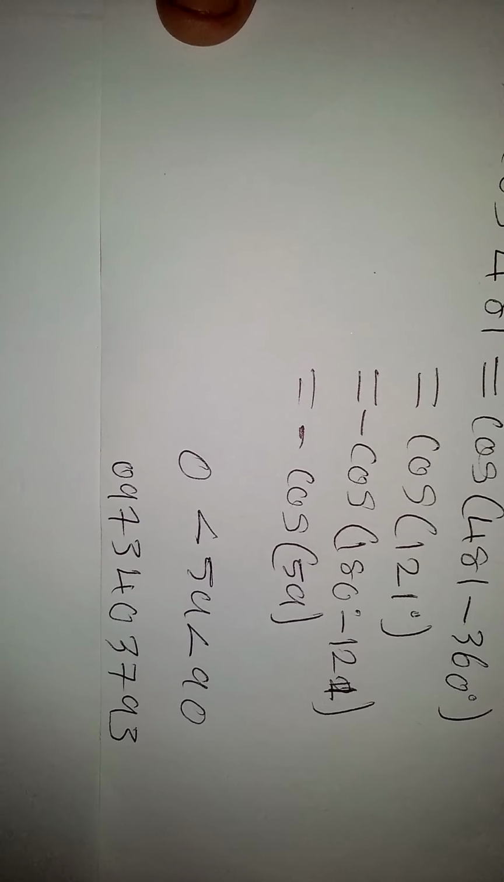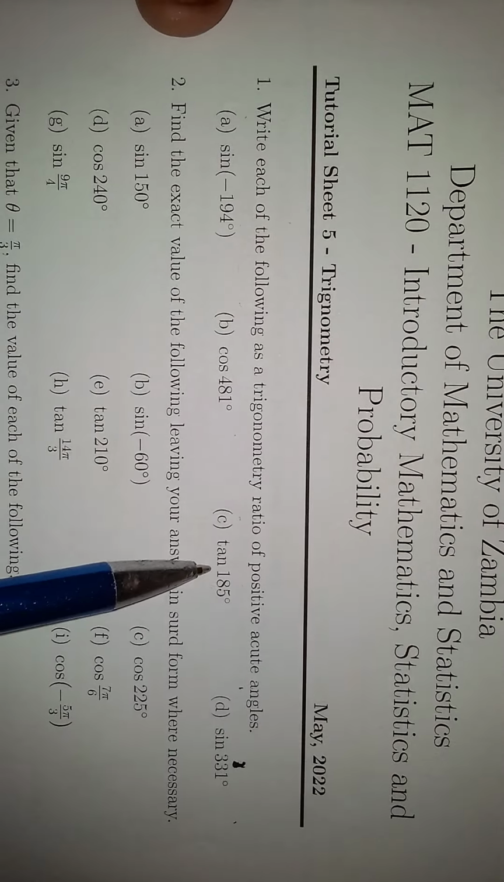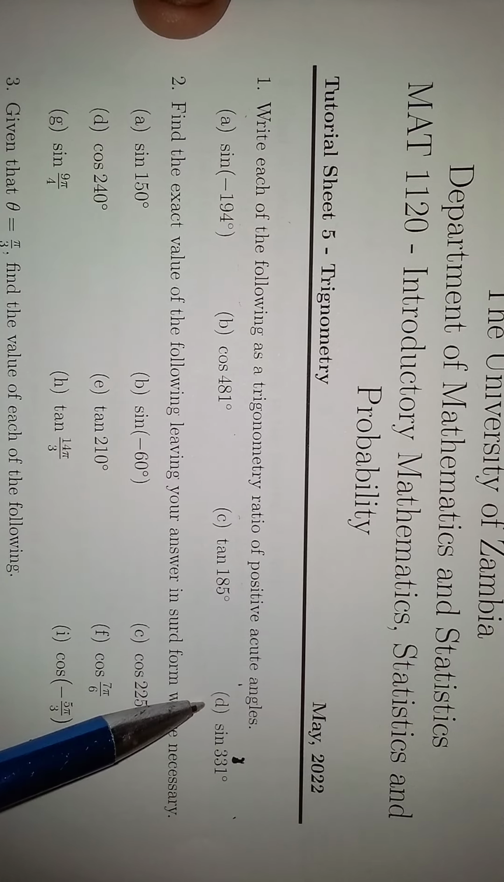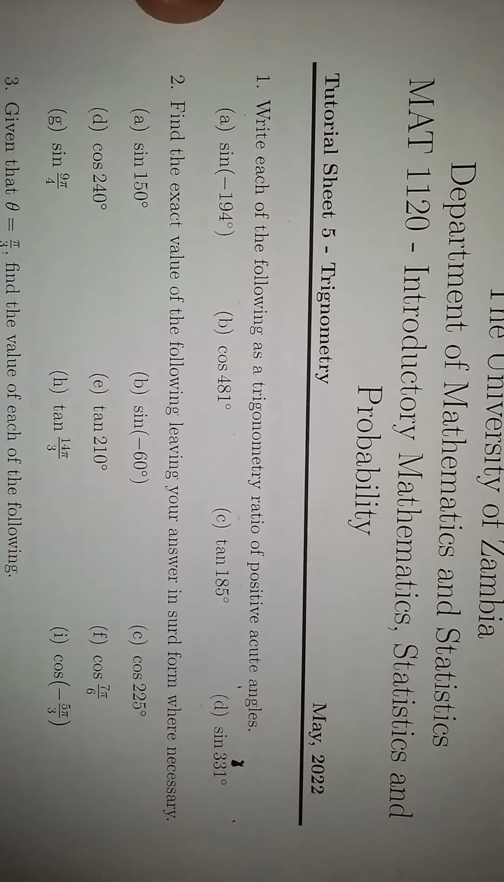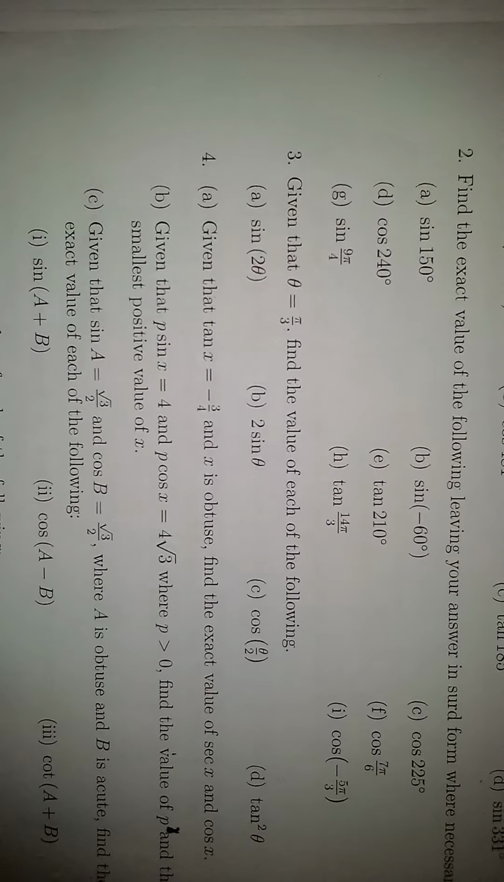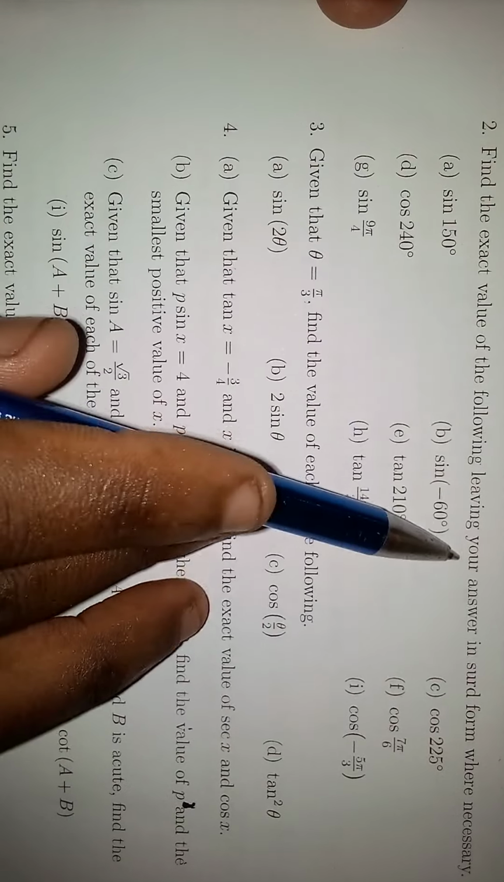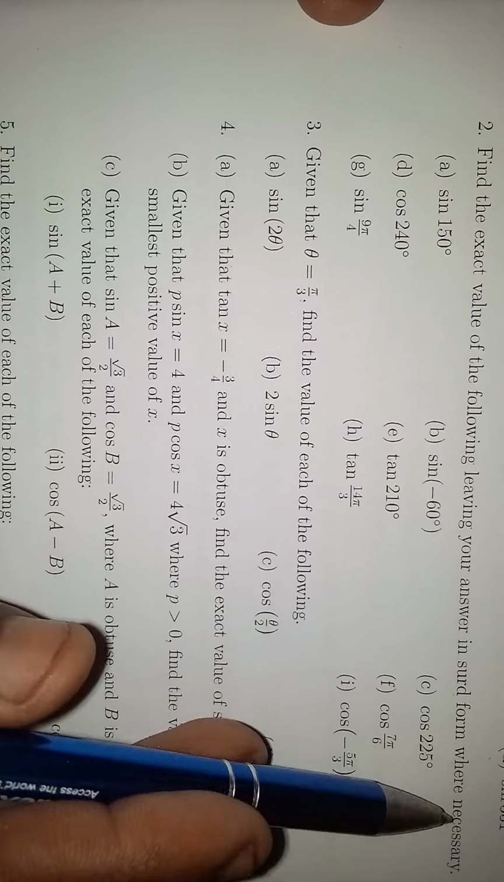Part C is tan 185. Part D is sine 331. Okay, let us go to question 2. Question 2: find the exact value of the following, leaving your answer in surd form where necessary.